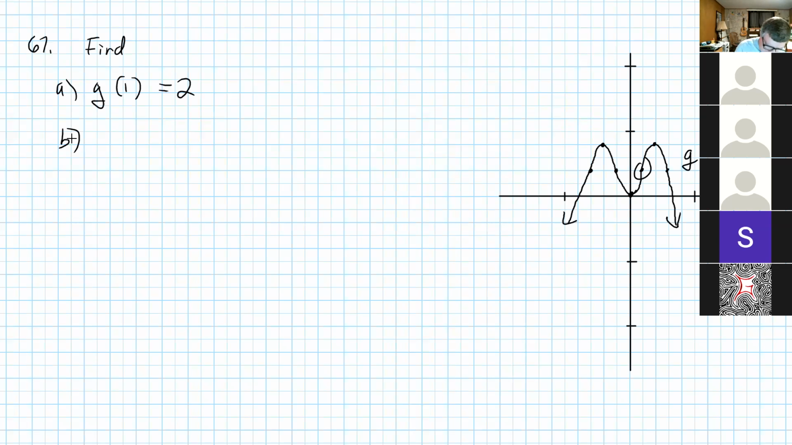Let's see. Let's find g of negative 4. Somebody else. No. All right. Where does x equal negative 4? Right here.